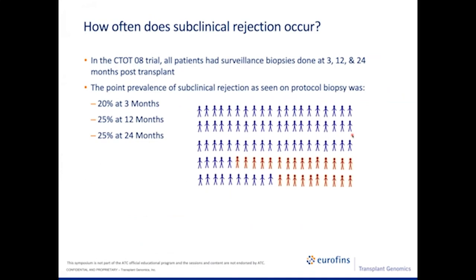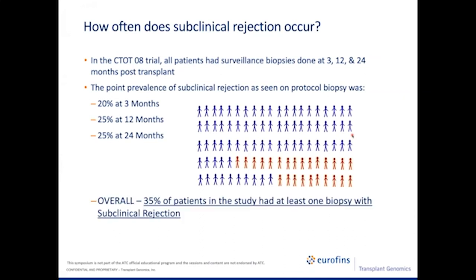In the CTOD-A trial, for instance, all patients had surveillance biopsies done at 3, 12, and 24 months after the transplant. And what we found was that there was about a 20% point prevalence at 3 months, 25% at 12 months, and it persisted. 25% of people had it at 24 months. Overall, 35%, one in three patients in the study had at least one biopsy with subclinical rejection in the first 2 years. So it's a common finding.